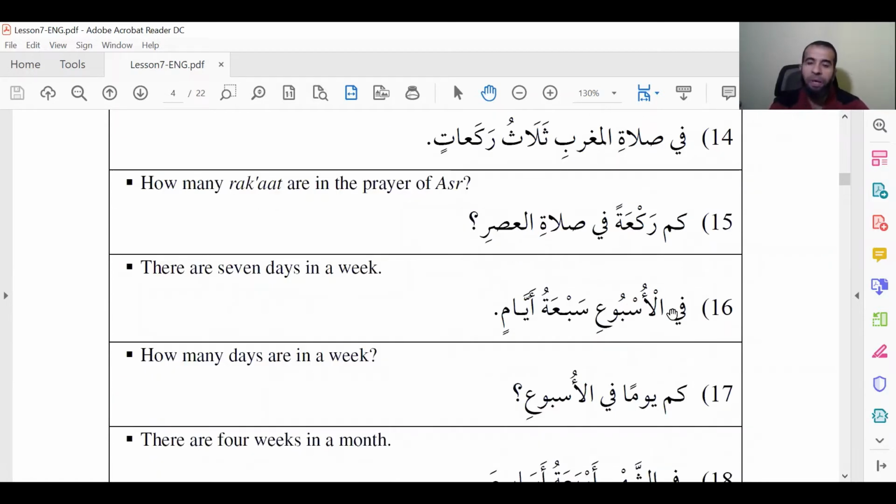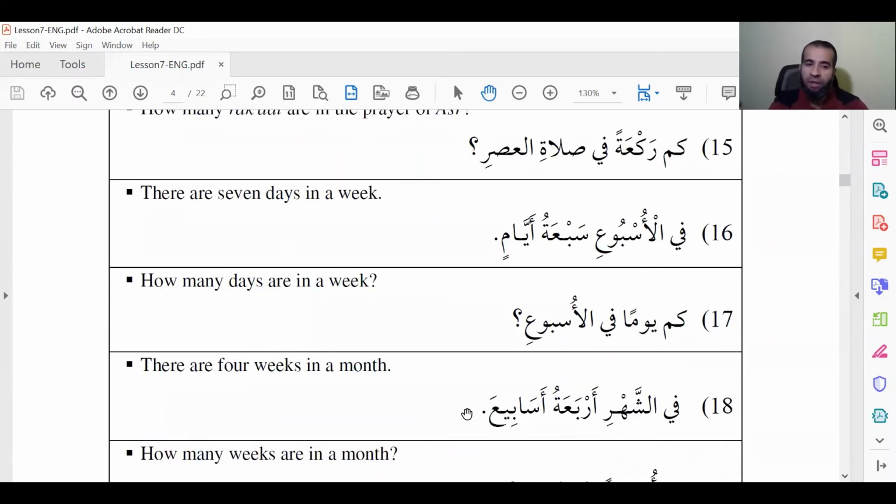بعد هذا, after this, في الأسبوع 7 أيام. أيام is the plural of what? يوم. My advice to you is don't try to memorize the plurals like this. يوم، أيام، أسبوع، أسابيع. Not like this, but memorize the plural in a sentence. So you can say, for example, في الأسبوع 7 أيام. Memorize the sentence. And also in the month 4 weeks. في الشهر 4 أسابيع. Memorize the plural like this in a sentence, in a meaningful context.